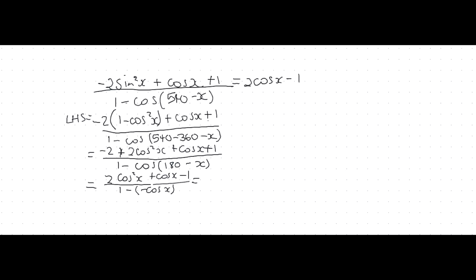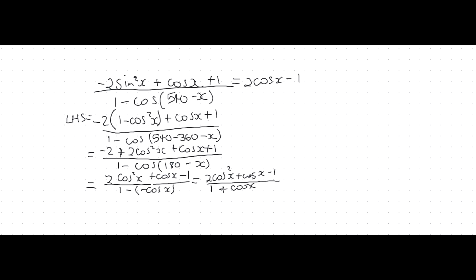Let me write this first as it is. 2 cos squared x plus cos x minus 1 divided by 1 plus cos x. So now I find myself having a trinomial. It means once you see a trinomial, you need to factorize. So that's what I'm going to do now.